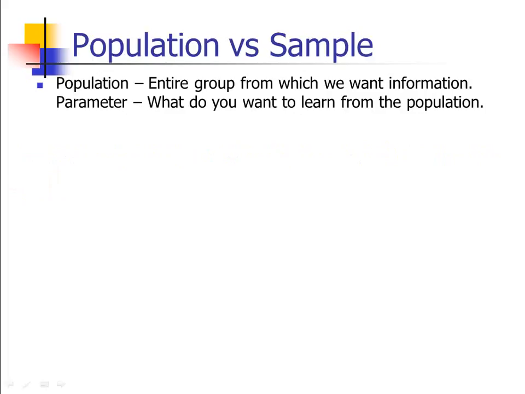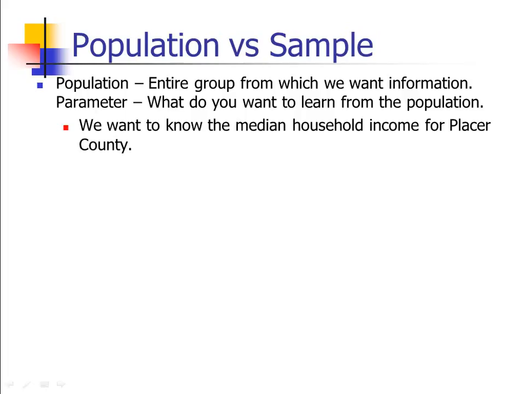So first thing to understand is the difference between a population and a sample. A population is the entire group from which you want information. A parameter is some piece of information you want to know about that population. So for example, we want to know the median household income for Placer County. Here my population is all the households in Placer County. What I want to find out is their median income. That's the parameter.